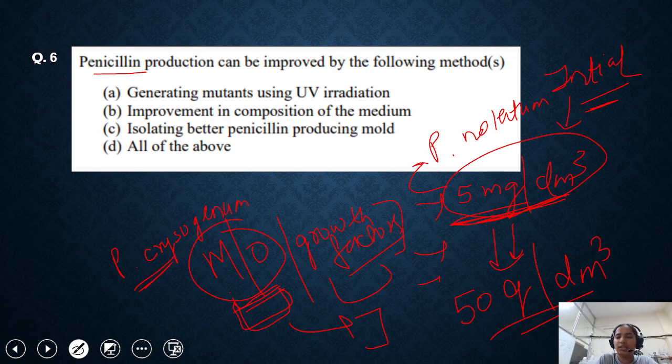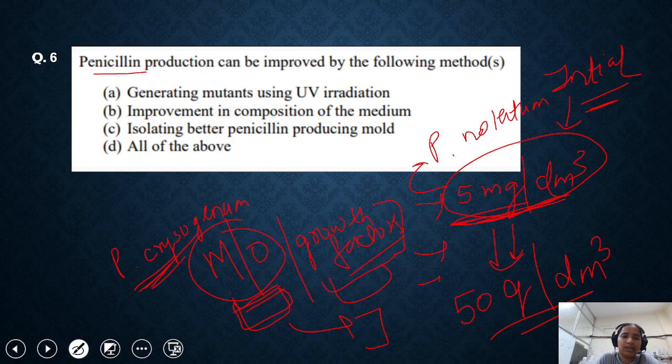So when you change the species, the amount will change. So for our industrial production, what we require? The species that produce more and more amount of this penicillin. Okay. So from this option, improvement in composition of medium, that is also correct. When you change the media, the amount will change. And generating mutant using UV radiation.